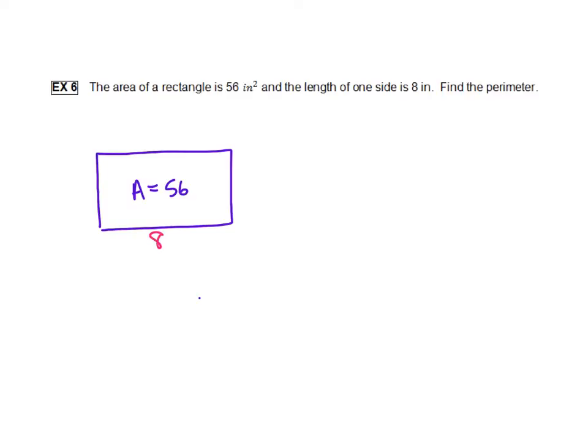Alright, so if we remember, area is equal to base times height. We know our area is 56. We just said that our base was 8, and now we're trying to find the height. So all we have to do is solve for our height in this example. Let's go ahead and divide both sides by 8. So our height of our rectangle is 7.